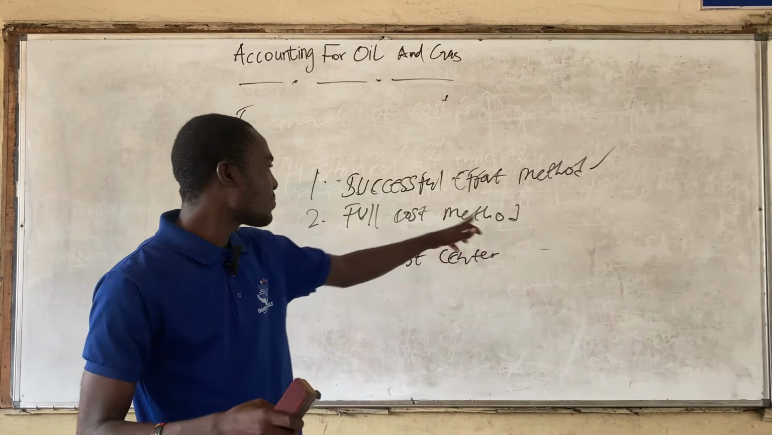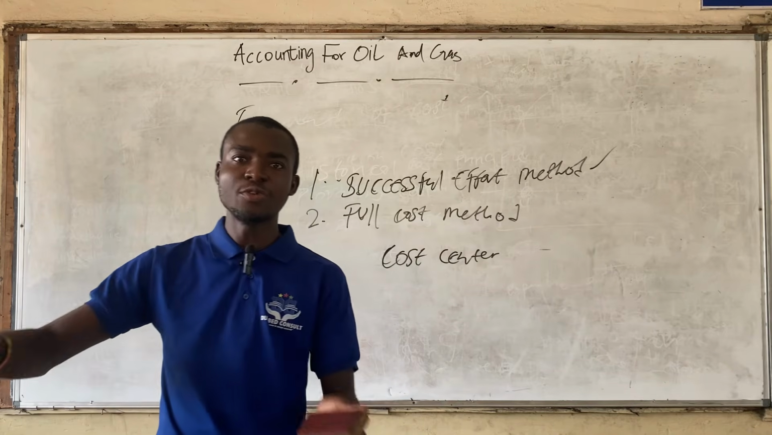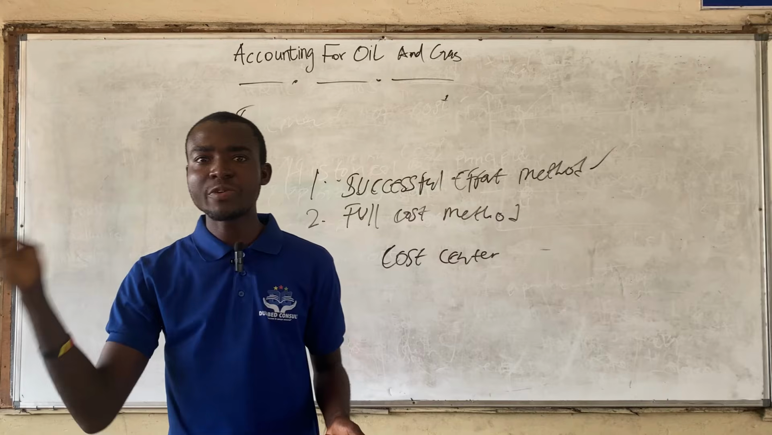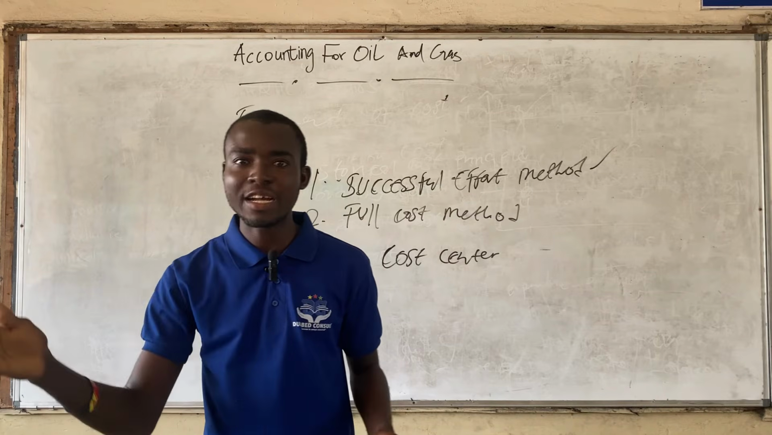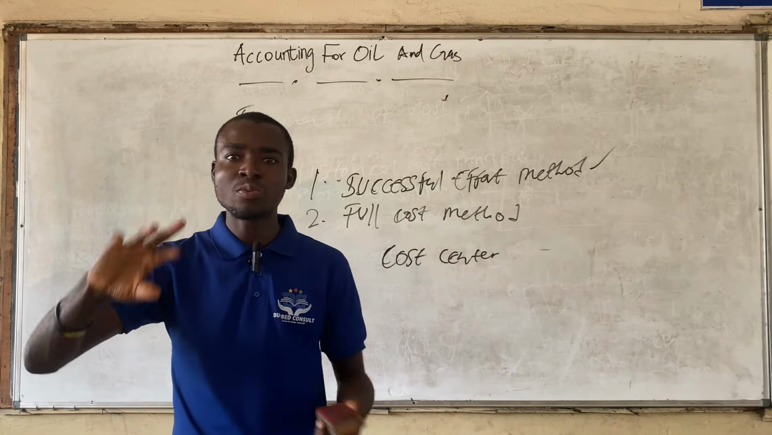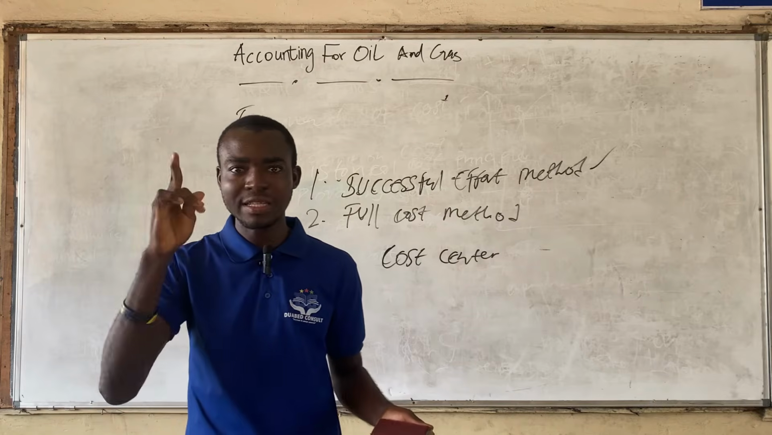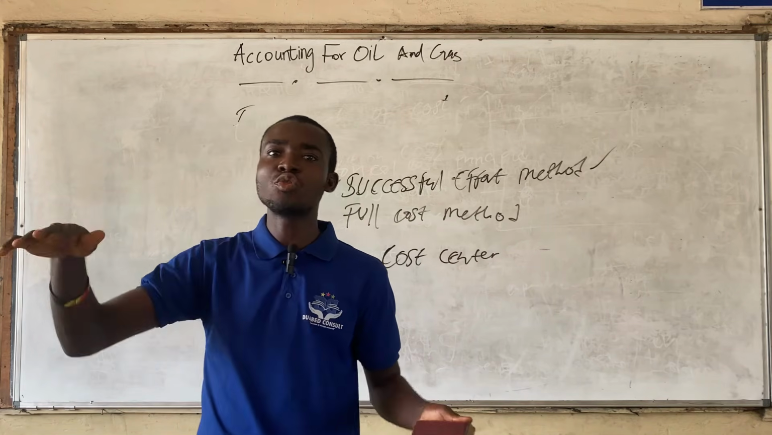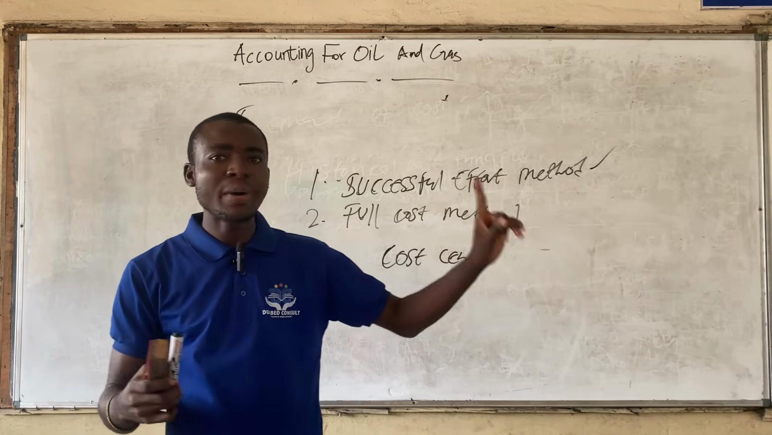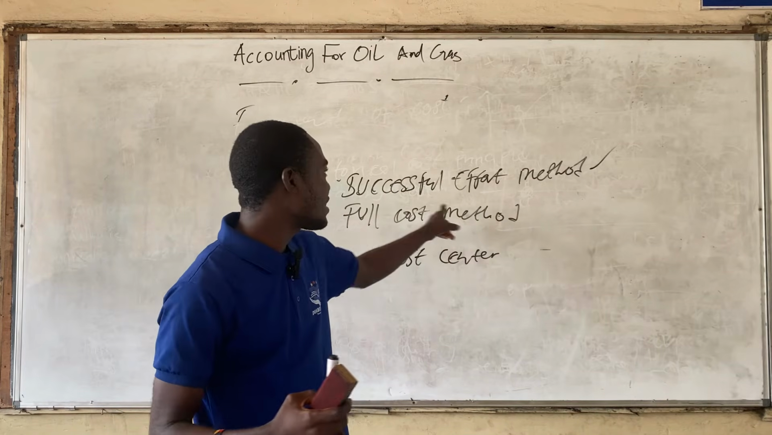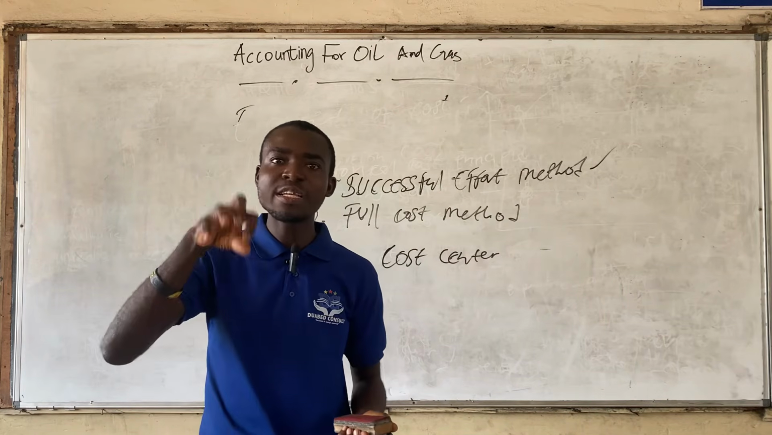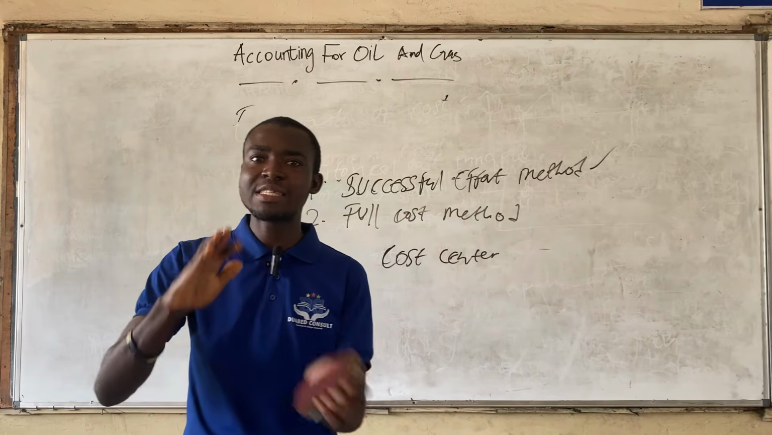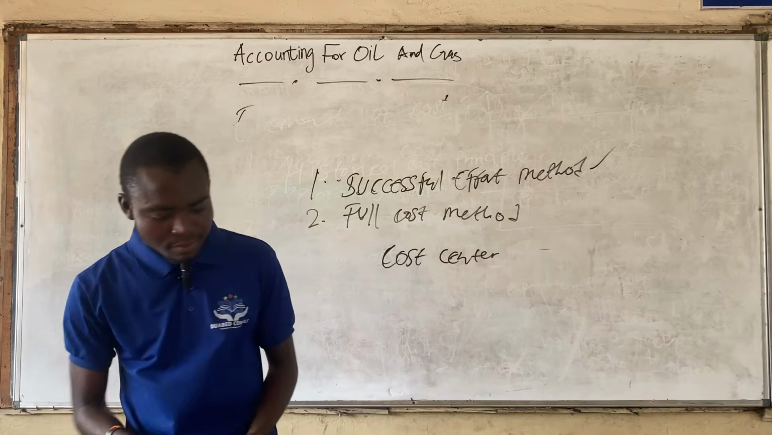But for full cost method, the cost center is the country. So in case a company is operating in Western region, Central region, and then Greater Accra, all the activities will be accounted for at one particular cost center. So the activities of the organization in the entire country will be recognized at one particular cost center. But for successful effort method, each field or each operation will account for their costs or expenses separately from each other.